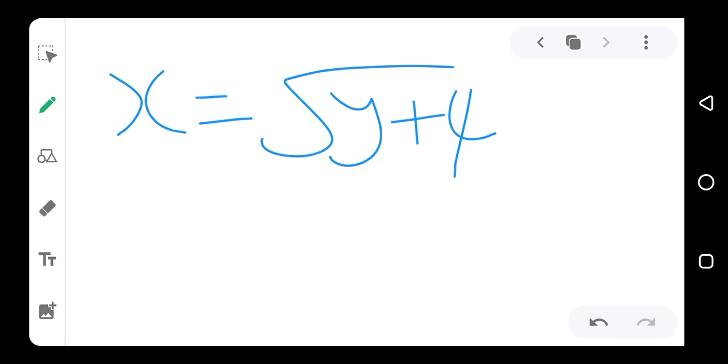Now with this, we say that this x is equal to f inverse of y. Remember that f of x is equal to y. If f of x is equal to y, it means that x is equal to f inverse of y. So we now say that our f inverse of y is equal to the square root of y plus 4.